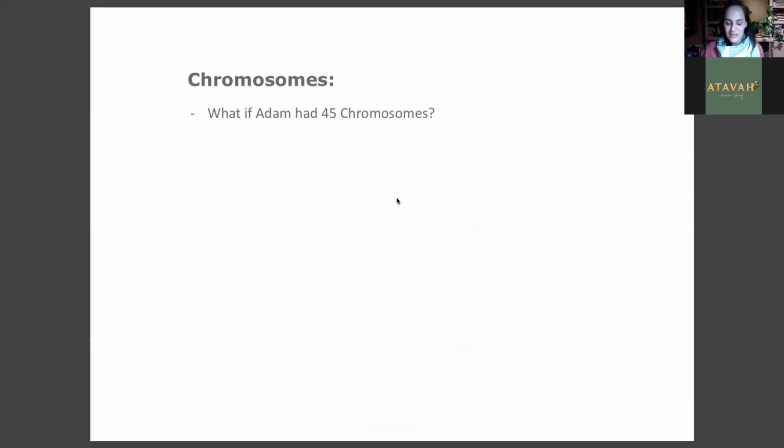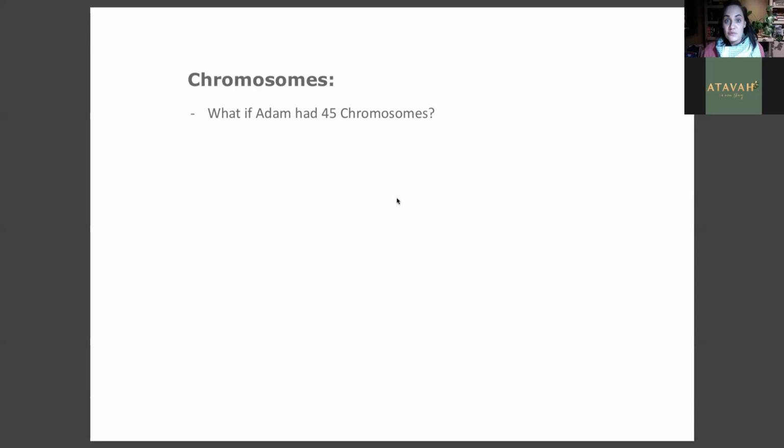Okay, so my thought was, if Adam had 45, he was complete. He had the complete set of genes. Abba created him alone. He didn't create from the start male and female. He first created Adam, and then he saw Adam had a need. So a deep sleep came over Adam. And then the word says that Abba took a rib from the side of Adam and he formed the female.